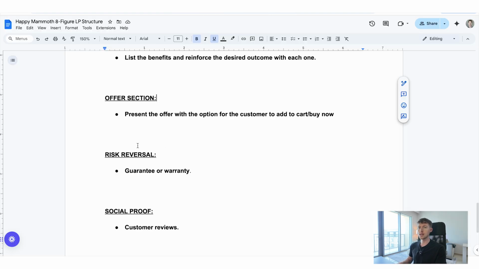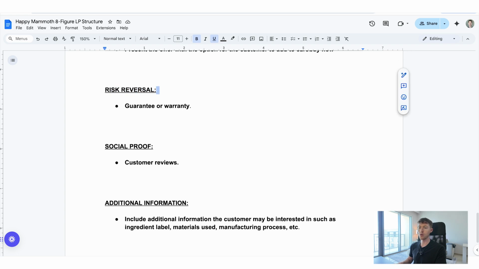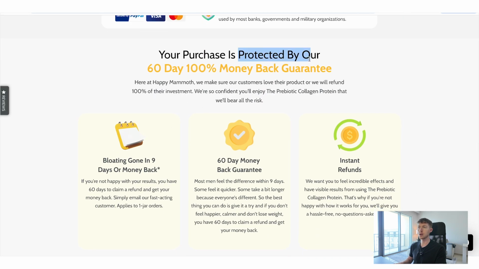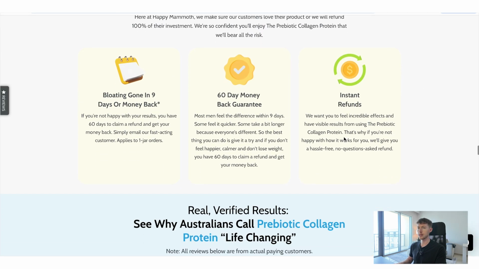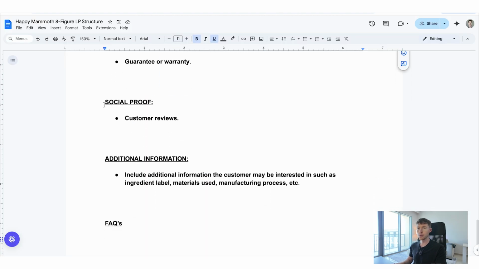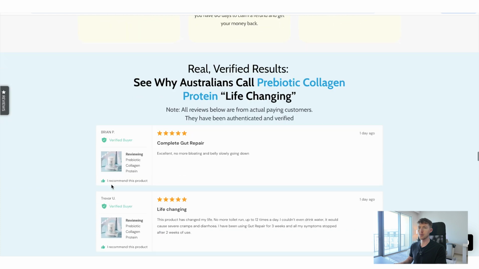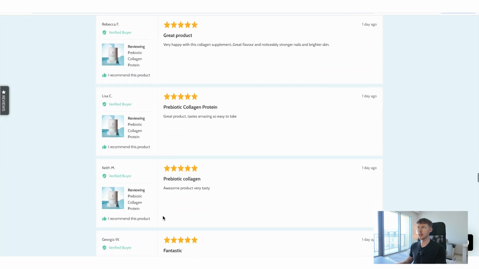So we have the offer section, then we have risk reversal, right? We have a guarantee or warranty. Your purchase is protected by a 60 to 100% money back guarantee. We have some additional things like instant refunds, 9 days money back, right? We're just reinforcing the risk reversal. Then social proof in the form of customer reviews. These are just more reviews as you would find on any given product page.